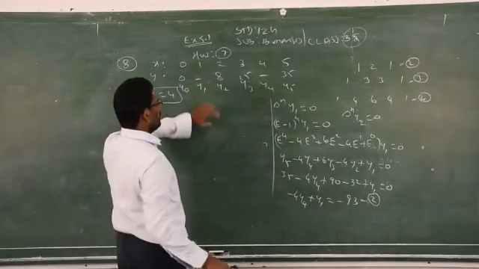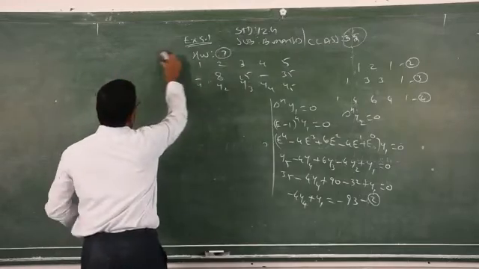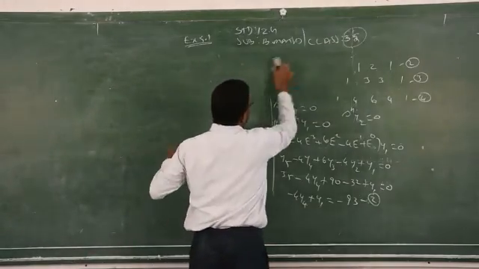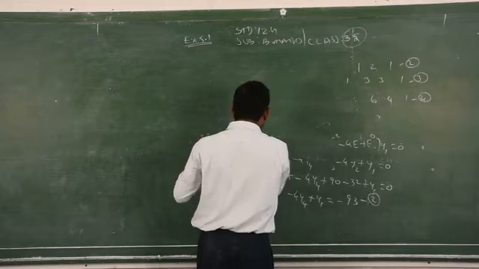Clear? So use those techniques, you will get the answer. So this model will come in 5 mark questions. But to find single entries, that comes either in 2 marks or in 5 marks.